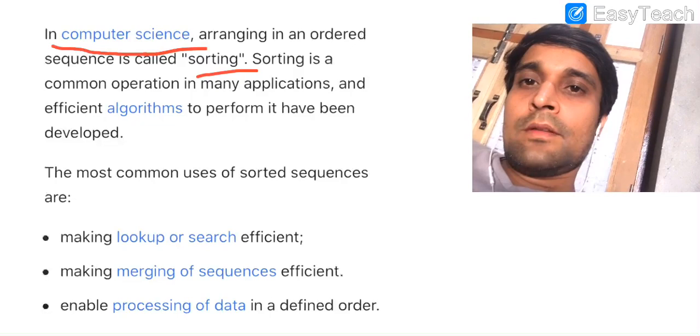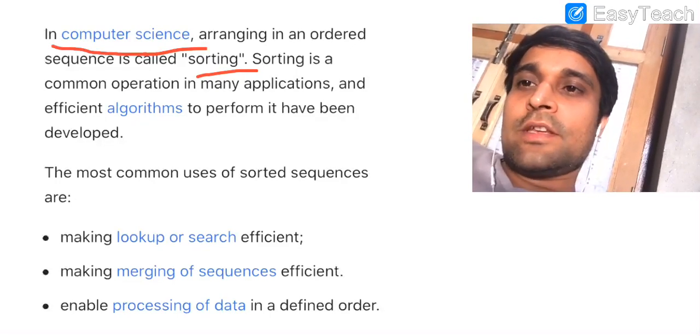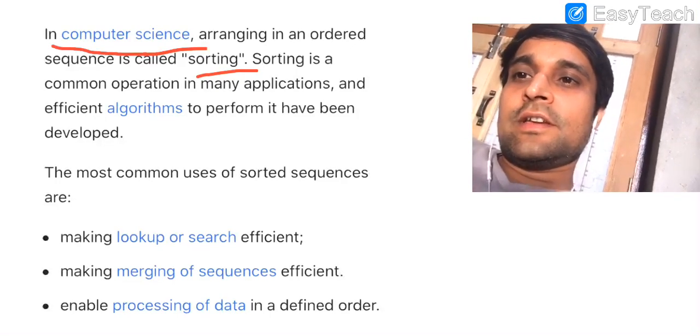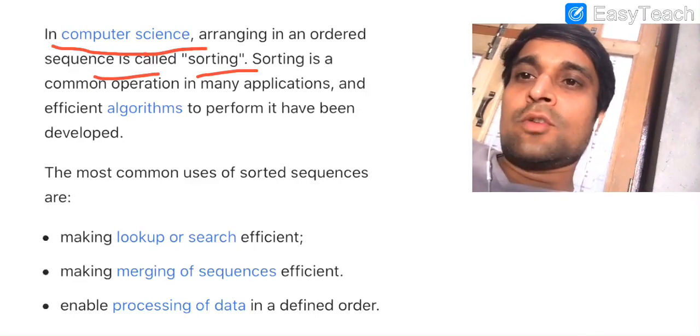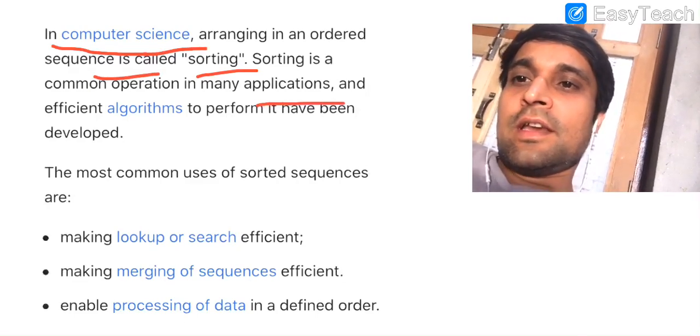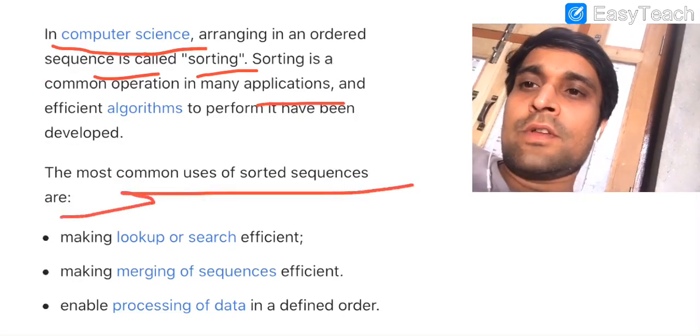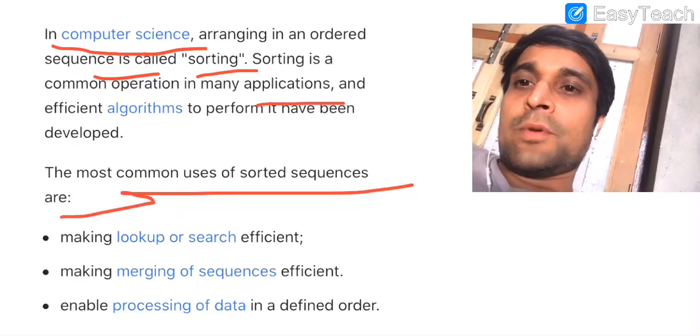Now what do we mean by sorting actually? In computer science, arranging the data in an ordered sequence is known as sorting. Sorting is the most common operation in many applications, and here are some of the common uses of sorting. Making lookup or search efficient.